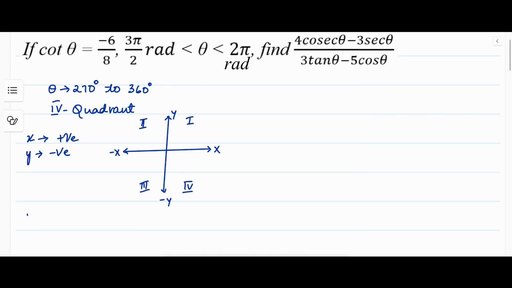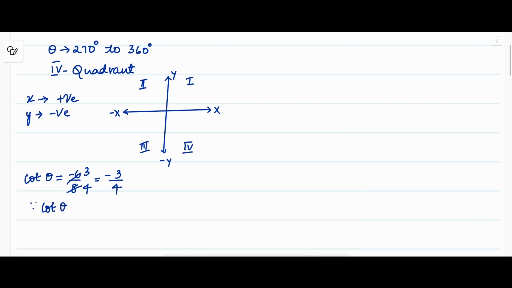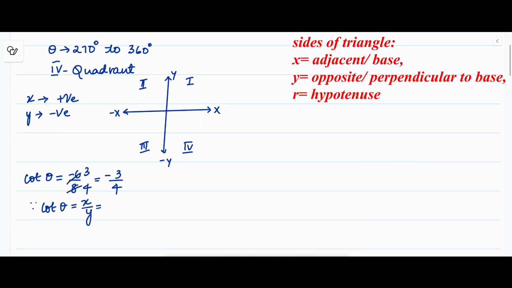In the question, they have given us that cot theta, that is cotangent theta, is minus 6 by 8. 2 into 3 is 6 and 2 into 4 is 8. So we can further simplify this as minus 3 by 4. And for all, the definition of cot theta is always x by y. But in the fourth quadrant, we have positive x-axis and negative y-axis. So therefore, this fraction can be rewritten as x by minus y for the fourth quadrant.